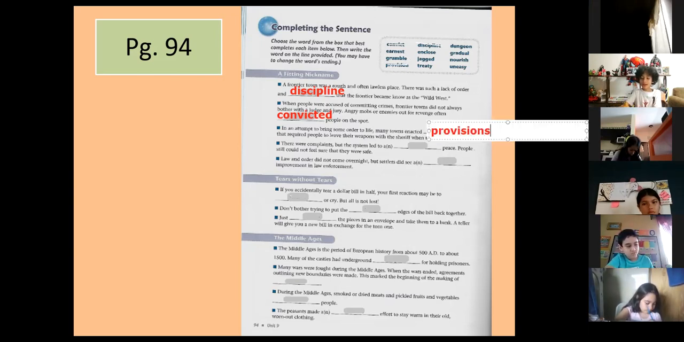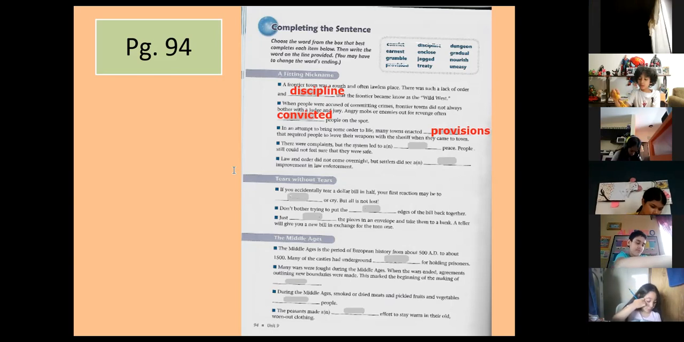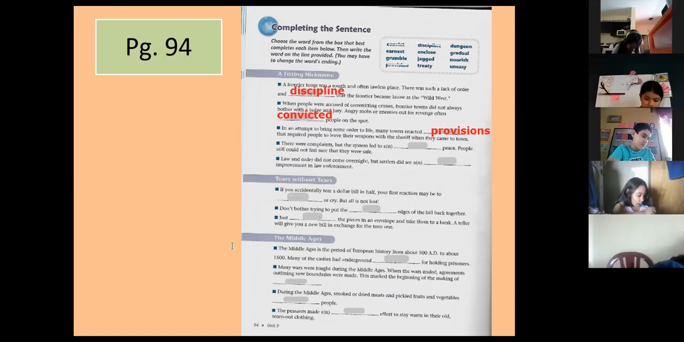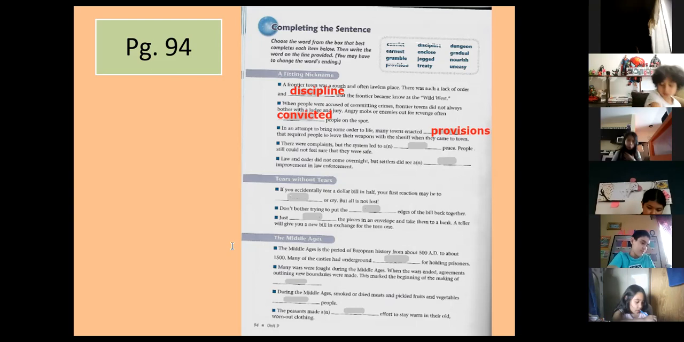Connected provisions. Number 3. Number 4, it says, there were complaints, but the system led to unease, and people still couldn't feel sure that they were safe. What do you think is the answer for the next one? They feel anxious. What is the word that means like anxious? To be anxious.